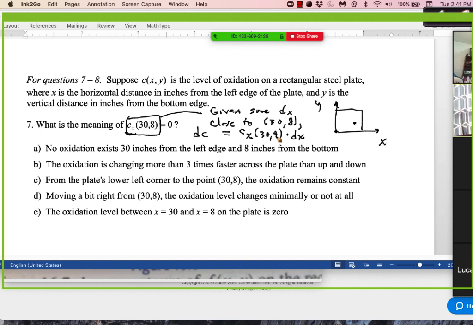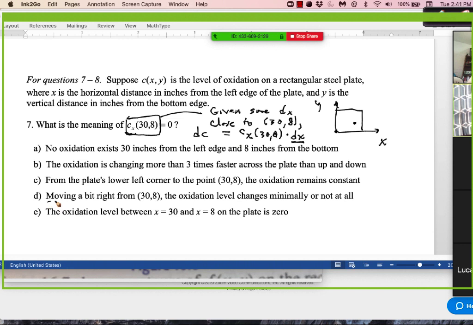Remember this? So given any small change in distance along the plate to the right, the corresponding change in oxidation will be the partial derivative times the change in x. So it's giving us a feel for how fast the oxidation changes relative to x, right? If this is a big number, then multiplying it by this change in x, you're going to get a bigger change in oxidation. If this is a smaller number, you're going to get a smaller change in oxidation. This is rate of change, right? Rate of change.